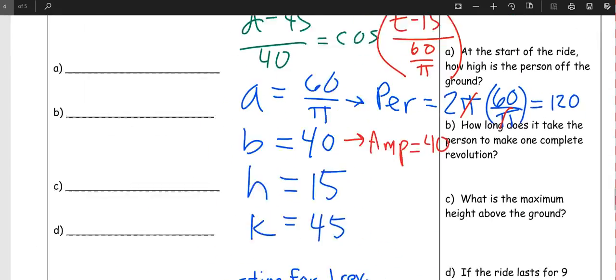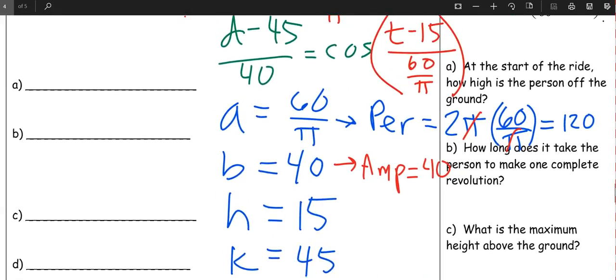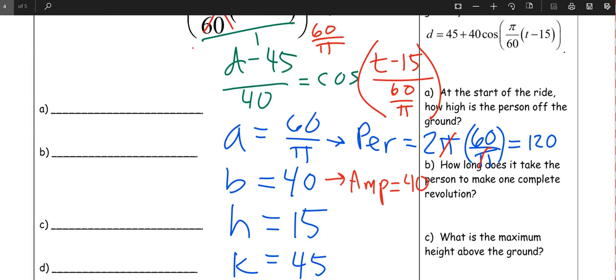Now, let's go back and answer these questions. At the start of the ride, how high is the person off the ground? Do not say 5 feet, because you're making a major assumption. When we get on a Ferris wheel, yes, we get in at the bottom, but then we rotate around, and then somebody else gets in, and we rotate it around. So eventually, everybody gets loaded into the cars, and then we start the ride.